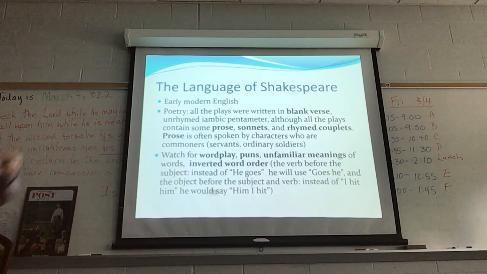You need to know these terms: blank verse. We went over that yesterday because it's on the AP exam. Blank verse is unrhymed iambic pentameter. You know what iambic pentameter is? It's a meter. It's a type of meter. Here's an example. This is from Shakespeare. This is from this play.